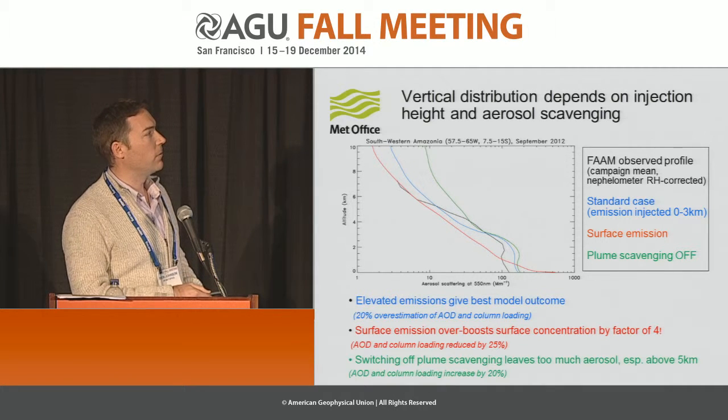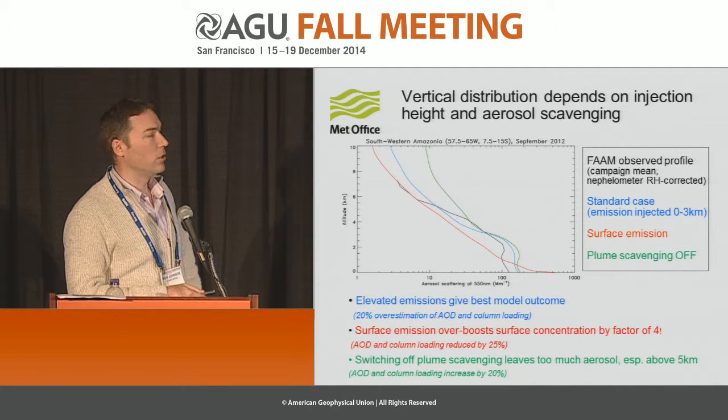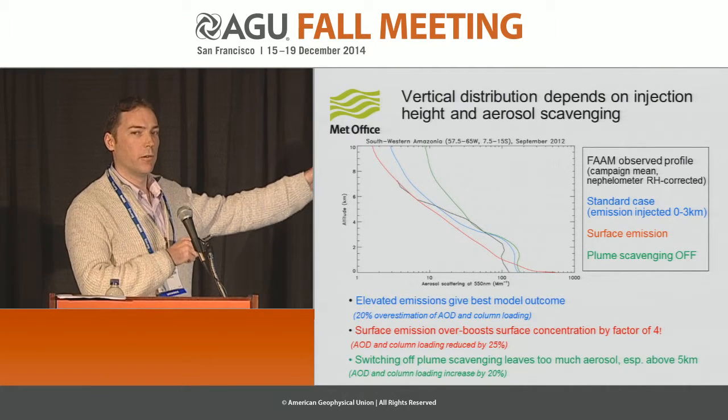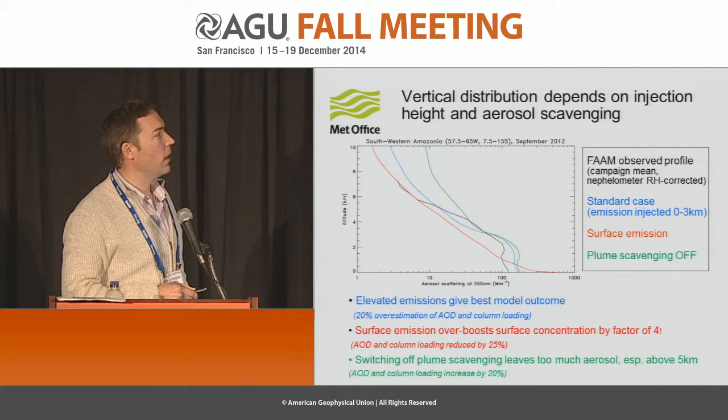And so the standard case from the model is this blue line. And you can see it does a pretty good job, actually. We have a little bit of an overestimation because we had a bias towards more aerosol in the western region where there's more forest. But other than that, it's doing okay.